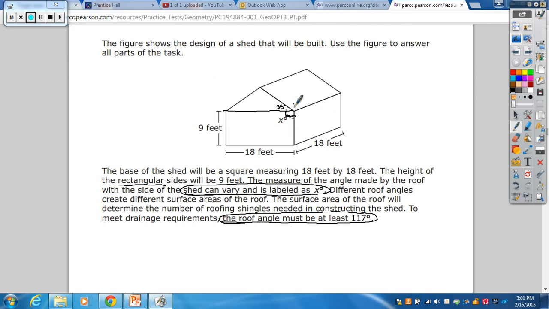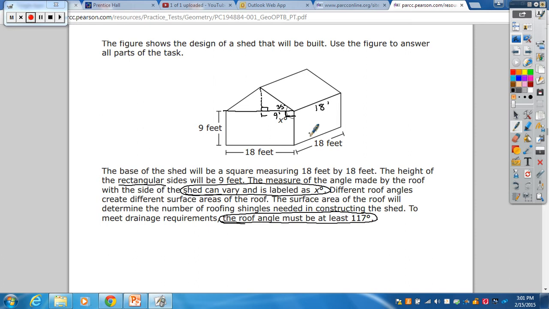Now we need to figure out, let's see here, the surface area of the roof. So we need to figure out the area of this rectangle right here, and then we're going to double it because there's another rectangle on the other side for the other part of the roof. So this is 18 feet right there. Now, in order to do that, I'm going to split that front in half, making that a 90-degree angle. And we know that this length is 18, so this length right here is going to be 9 feet.